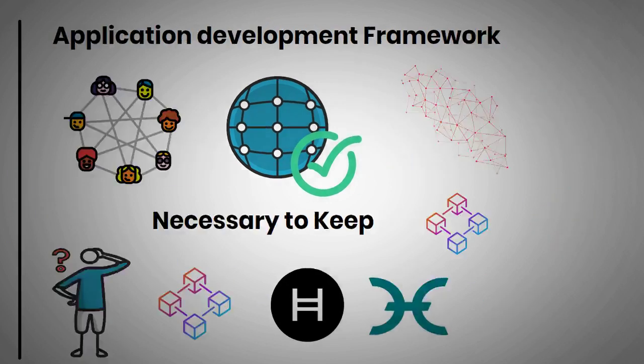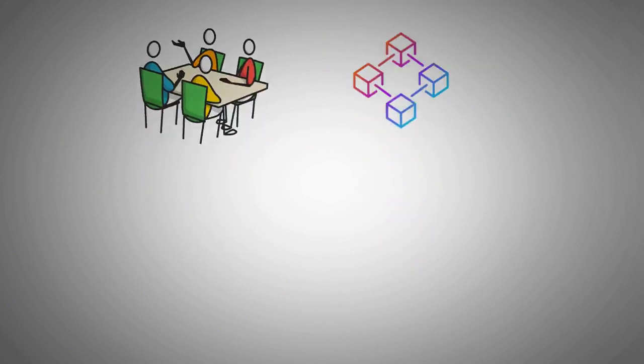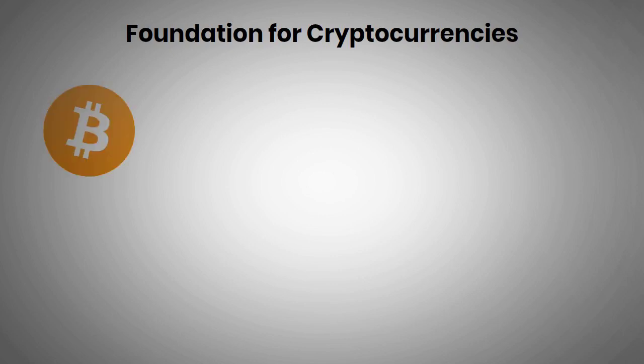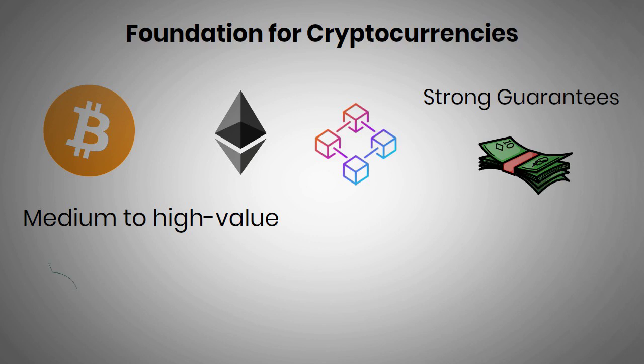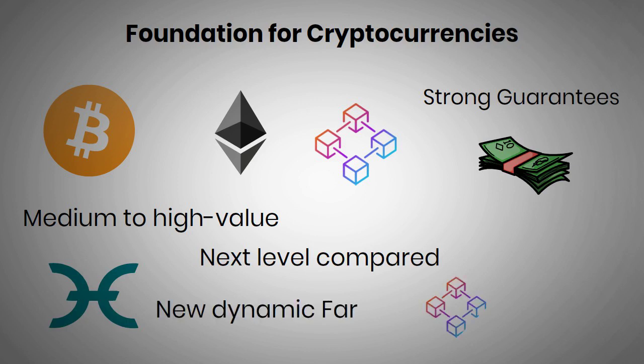Due to blockchain's features such as immutability and accountability, various products, organizations, and developers still prefer to work with blockchain technology. It is also well known, serving as the foundation for cryptocurrencies such as Bitcoin and distributed application platforms such as Ethereum. For medium to high value transactions, blockchain provides strong guarantees and cost effectiveness. Nonetheless, Holochain is somewhat next level compared to blockchain. Essentially, Holochain seeks to introduce a new dynamic far different from the fundamental aim of blockchain.